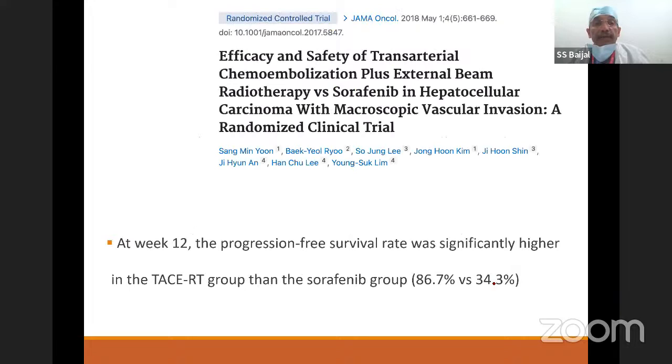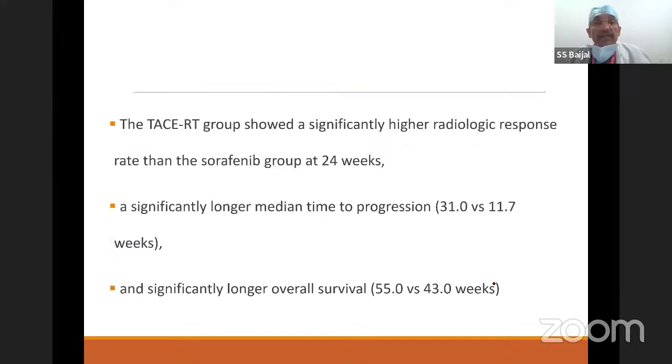An RCT, which again evaluated the role of TACE with external beam versus sorafenib alone, and an outcome at 12 weeks showed that it was distinctly superior if TACE and RT were used as far as progression-free survival was analyzed. A further analysis of these patients at 24 weeks also showed a much better radiological response if TACE and RT were used as compared to sorafenib. There was a superior 31 weeks versus 11 weeks advantage as far as time to tumor progression was seen.